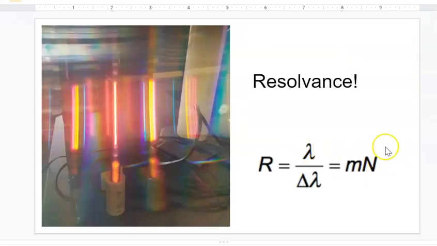So N is simply how many grating lines will be hit by the laser. M is the order, whether you're looking at the first order or the second order. Lambda is the wavelength of that particular line that you're trying to tell as two lines. And then delta lambda is the difference between those two lines, when it looks like you might only have one line, but you realize there's two lines.